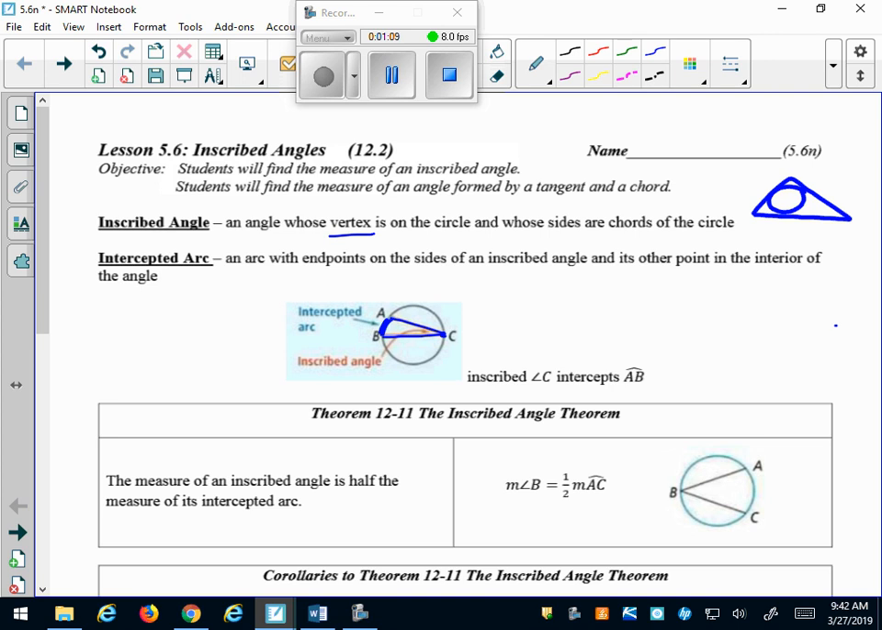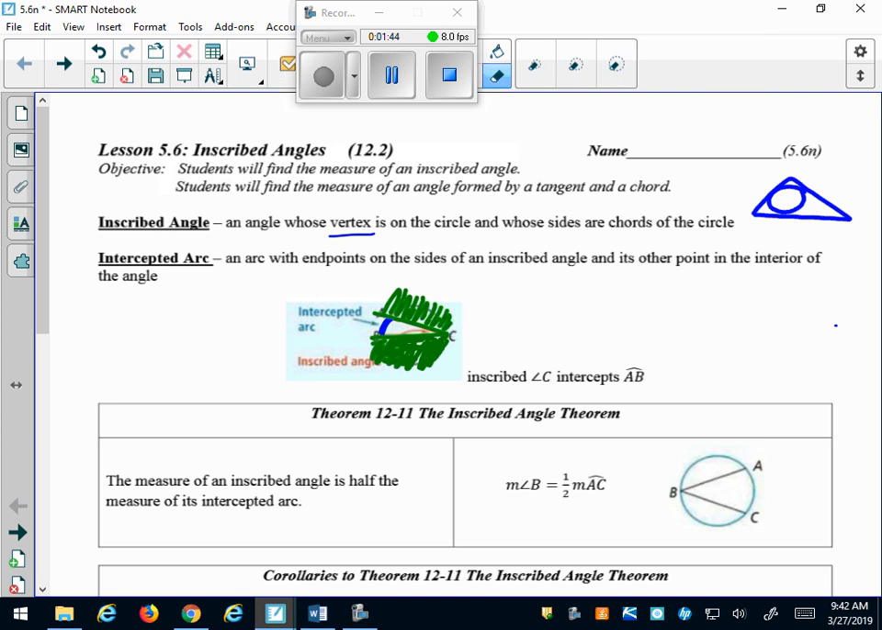So I like to describe that intercepted arc as if you covered up everything in this diagram except for that angle that we're talking about, angle ACB. Cover everything up. In other words, this would be blacked out and this would be blacked out. And the only thing you could see is that angle that we've defined there. The intercepted arc is that little piece of the circle that's left. It's the piece you can see.